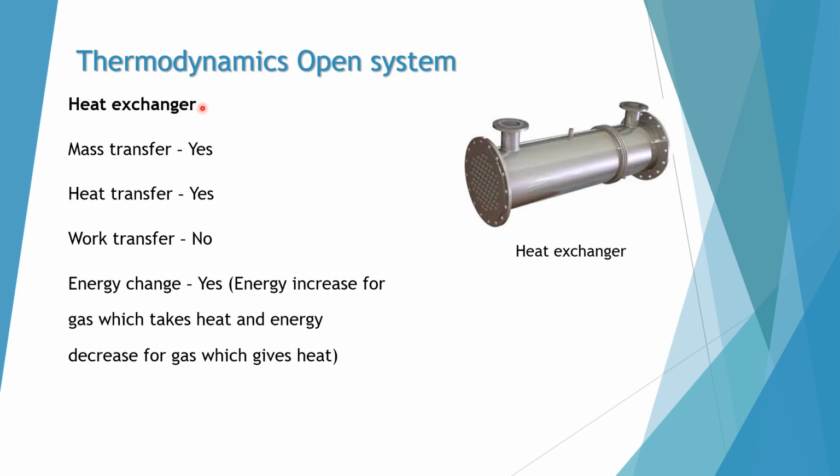This is a heat exchanger. A heat exchanger is also considered an open system where two fluids are interacting and transferring heat. One fluid comes in and goes out. Another fluid, which is normally cooling water, goes this way and returns. So mass transfer, yes, there is a transfer of mass. Heat transfer, yes. One fluid takes heat from the other fluid, so there is a heat transfer. Work transfer, no. There is no device through which work is transferred. So work transfer is zero. Energy change, yes. What happens? The energy of the fluid that takes the heat increases, and the energy of the fluid that gives heat to the other fluid reduces. So this is the heat exchanger as an open system.